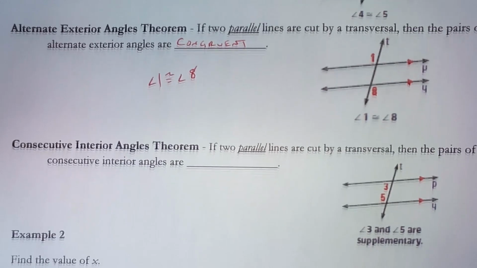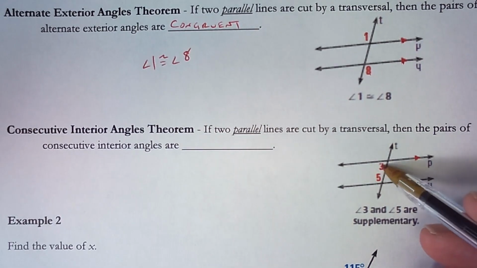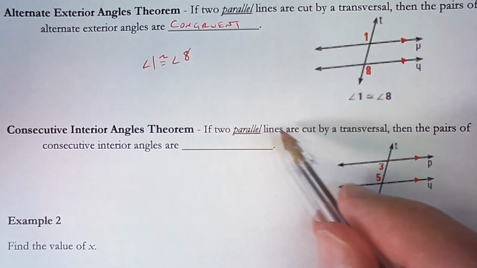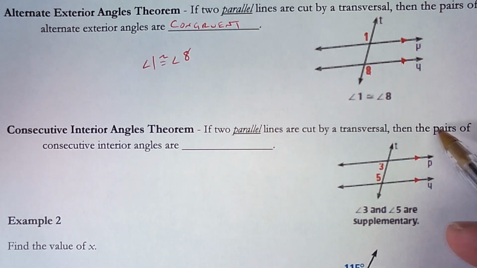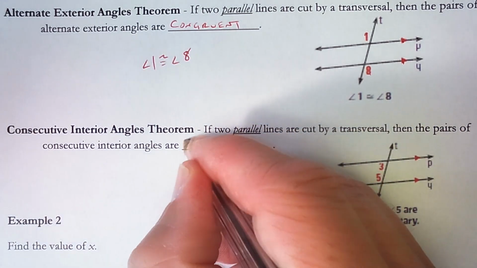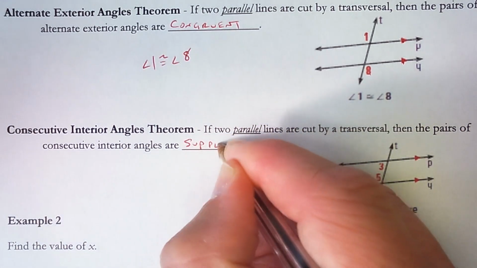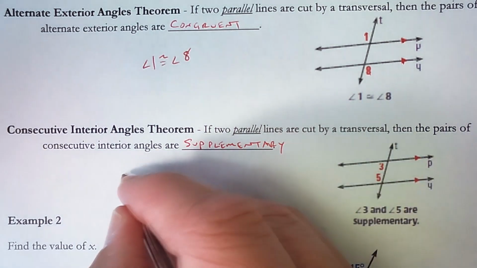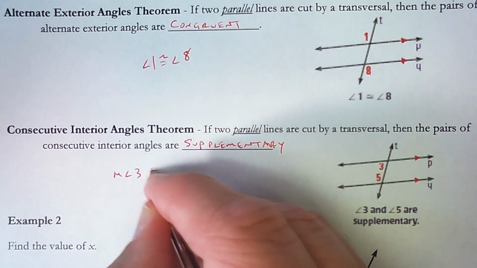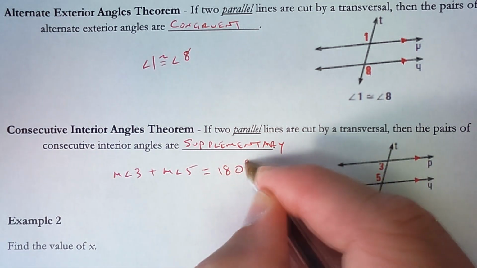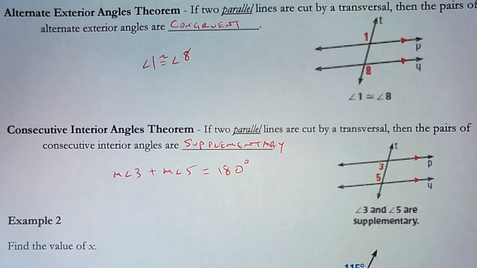And our last theorem, the consecutive interior angles, like angles 3 and 5 here. If two parallel lines are cut by a transversal, then the pairs of consecutive interior angles are supplementary. Okay, which means that the measure of angle 3 plus the measure of angle 5 is 180 degrees.